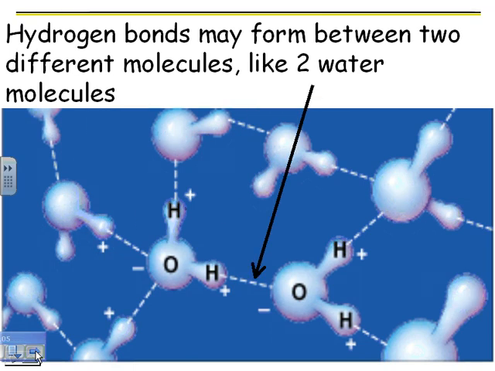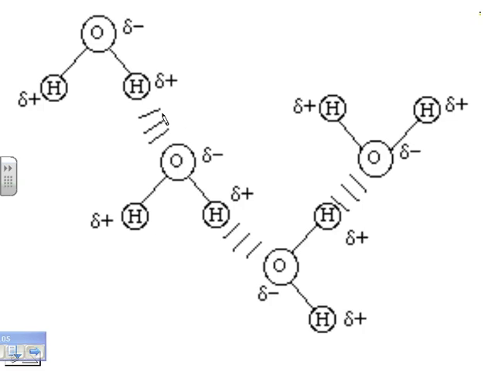Hydrogen bonds may form between two different molecules, like two different molecules of water. And here's another picture of that. So this is showing you the hydrogen bond. So here's what you have to know. This thing is showing shared electrons. That's a covalent bond.